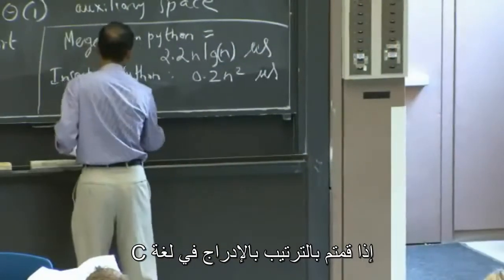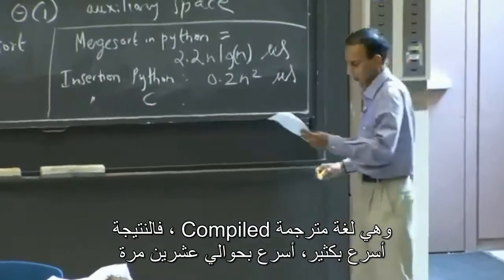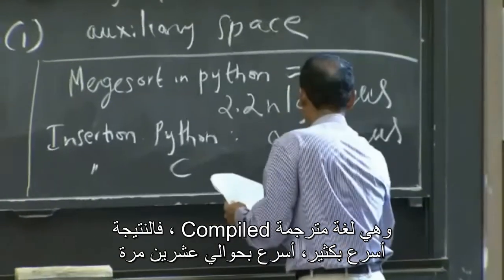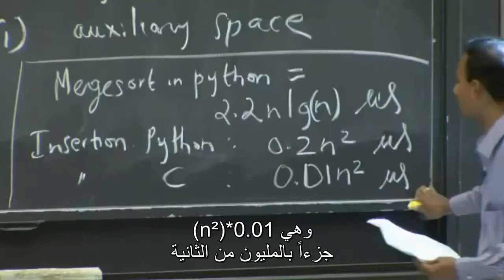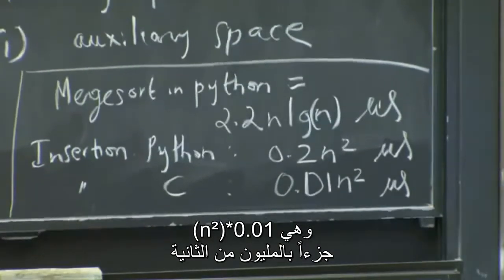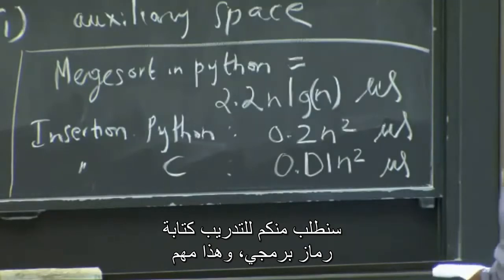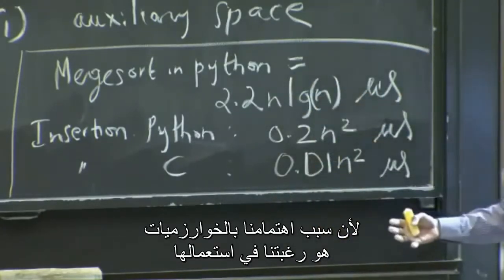If you do insertion sort in C, which is a compiled language, then it's much faster. It's about 20 times faster. It's 0.01 n squared microseconds. So a little bit of practice on the side. We do ask you to write code, and this is important. The reason we're interested in algorithms is because people want to run them.